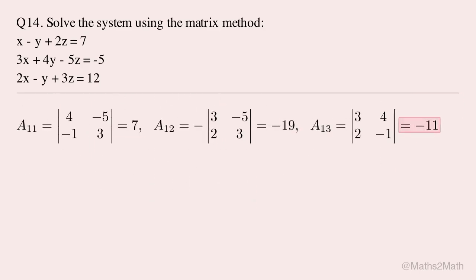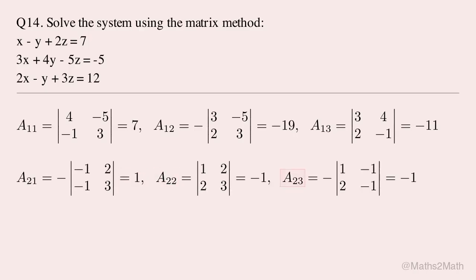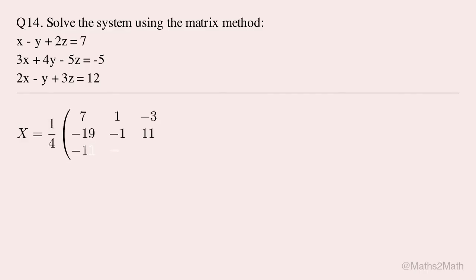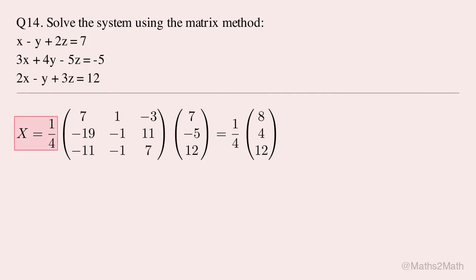Cofactors of row 1. Cofactors of row 2. Cofactors of row 3. Adjoint times b. 49 minus 5 minus 36 is 8. Minus 133 plus 5 plus 132 is 4. Minus 77 plus 5 plus 84 is 12. Divide by 4. X is 2, y is 1, z is 3.